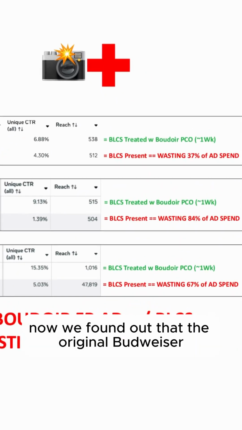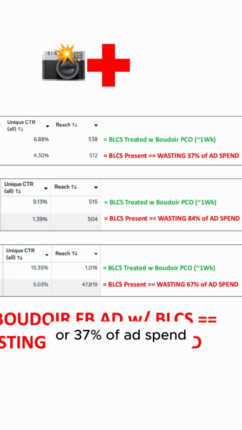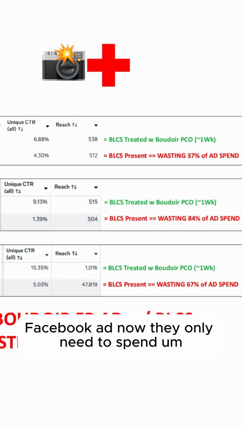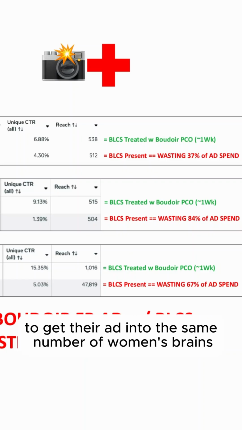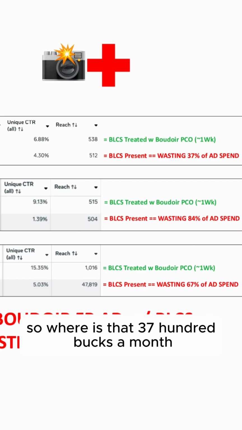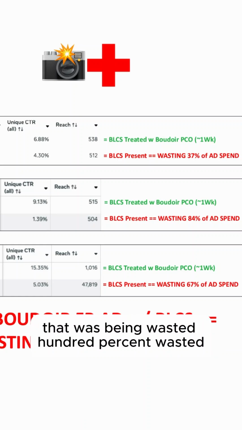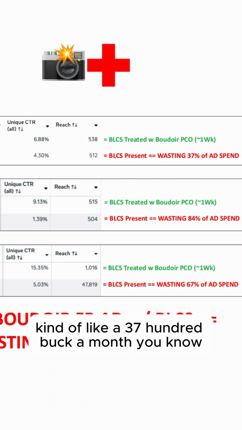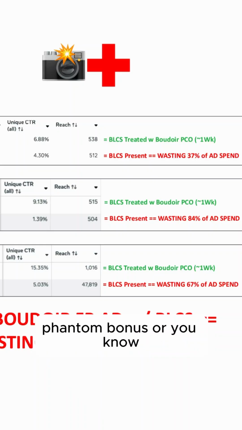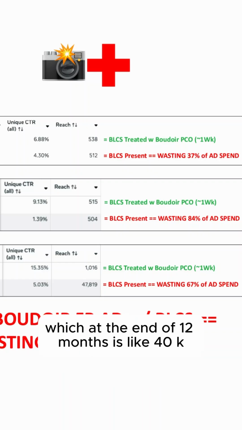Now we found out that the original Boudoir Facebook ad was wasting 37% of ad spend. So if they're spending 10 grand a month on the original Boudoir Facebook ad, now they only need to spend 6,300 bucks a month on the Boudoir Pico treated ad to get their ad into the same number of women's brains. So that 3,700 bucks a month that was being 100% wasted, they no longer have to spend, it stays in their pocket. It's kind of like a 3,700 buck a month phantom bonus, where they don't have to do anything, which at the end of 12 months is like 40K.